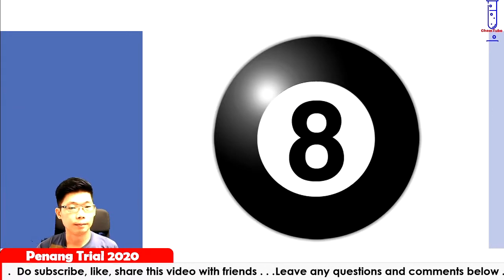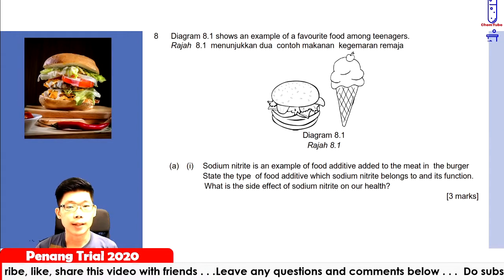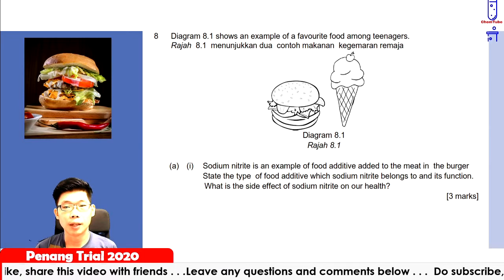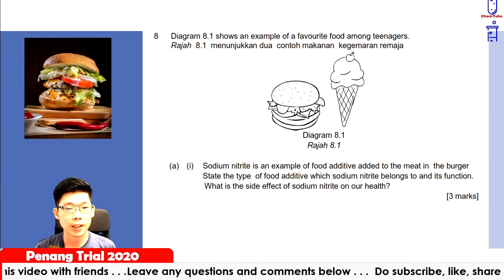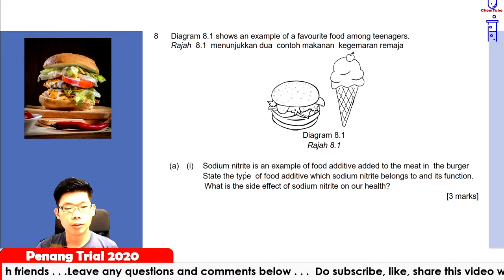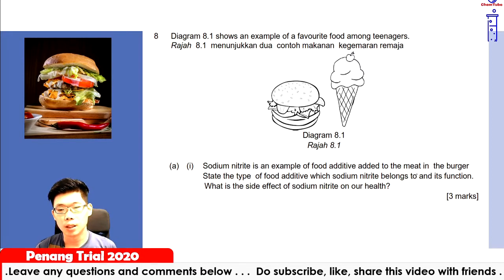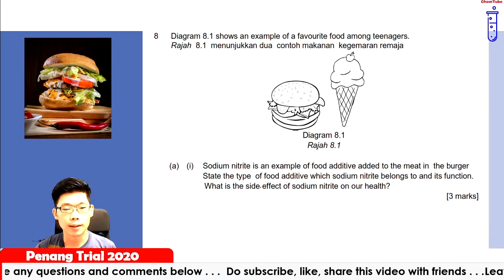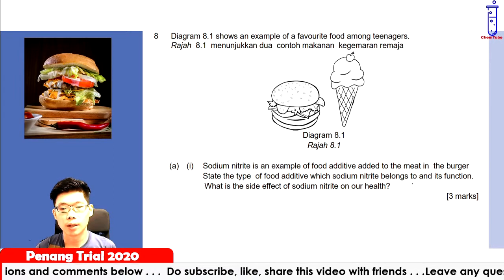Question 8. Diagram 8.1 shows an example of a favorite food amongst teenagers. I think you all will like this burger and the ice cream. A1, sodium nitrate is an example of the food additives added to the meat in the burger. State the type of food additive to which sodium nitrate belongs and its function.